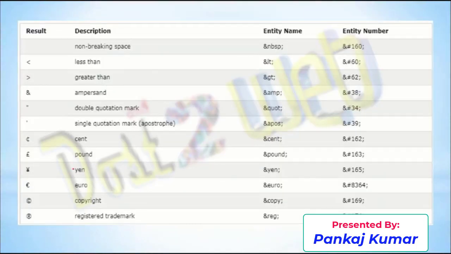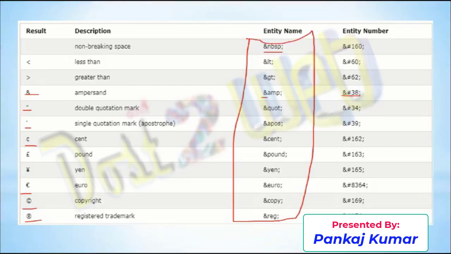Here is the example, you can see there. As already said, for space, less than, greater than, and ampersand, you have to give ampersand AMP. If you want it in number form, then ampersand #38 semicolon. Similarly, for register, trademark, copyright, euro symbol, yen, cent, single quote, double quote, for everything there is a character entity which you have to use in your HTML code.